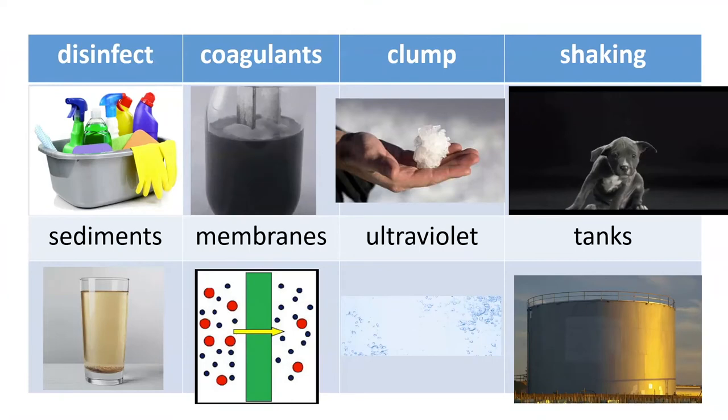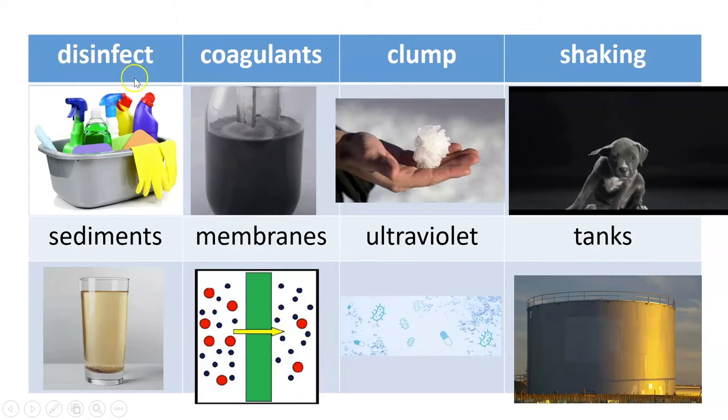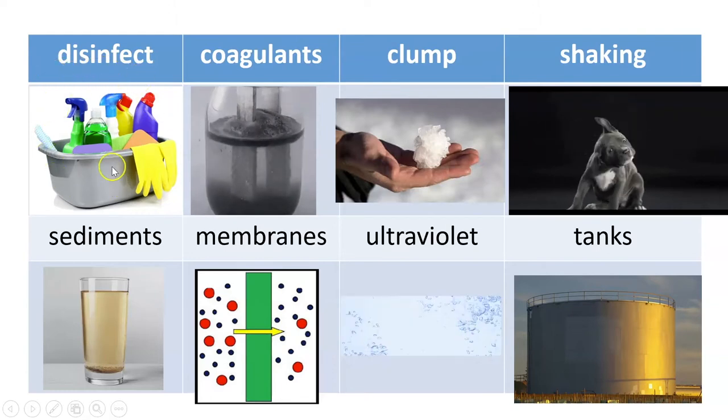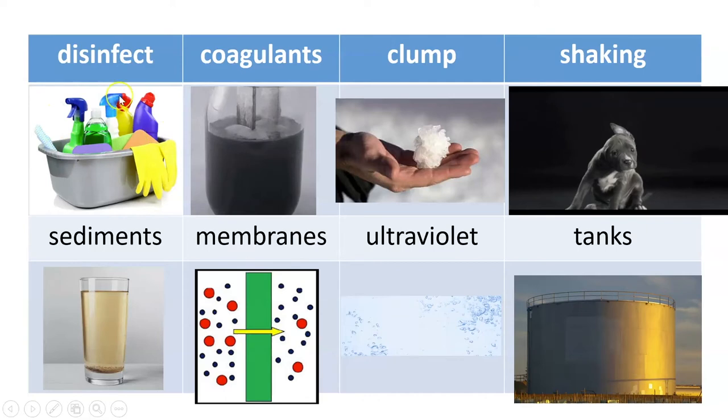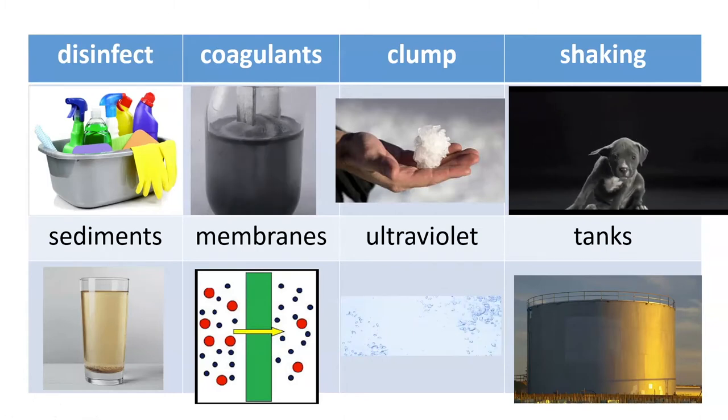Before we start reading, let's look at 8 vocabulary words to make sure we know what they mean. So the first word is disinfect. And here are different things that I might use to disinfect my home. Right now, I'm using a lot of Clorox and Lysol to disinfect my home to protect me so I don't get the coronavirus.